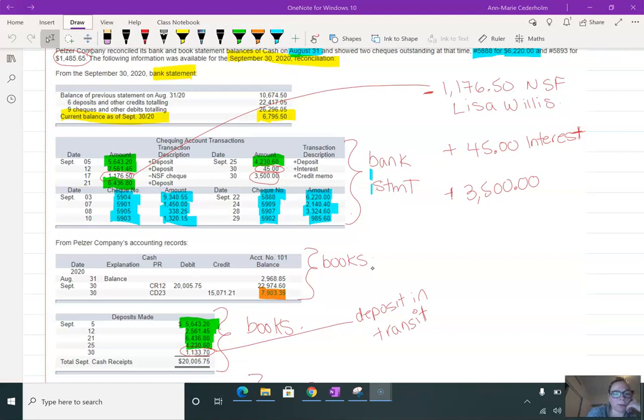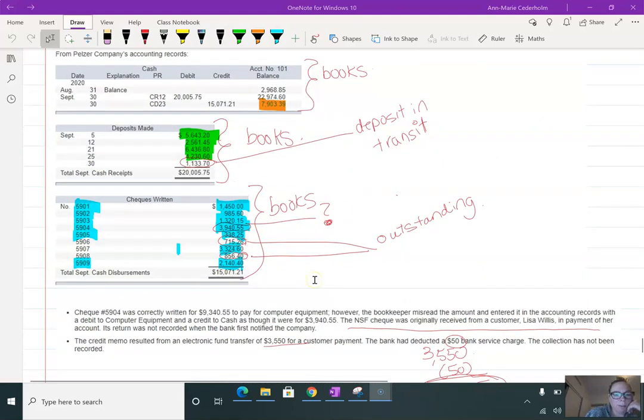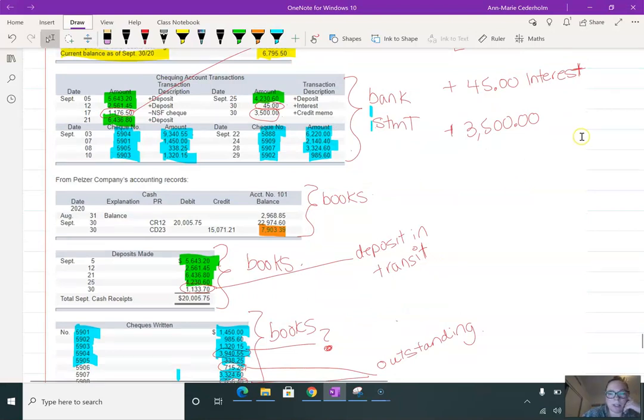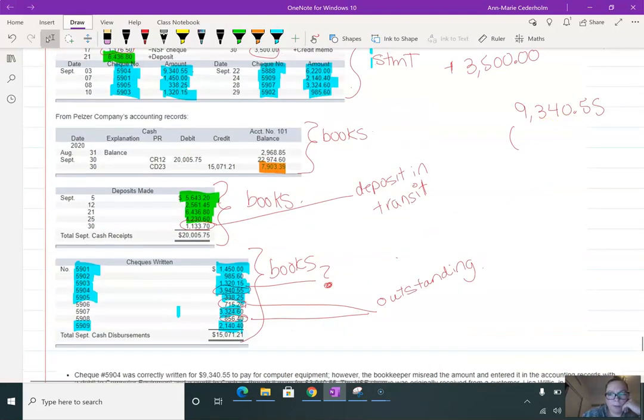But remember when I was doing my balance per bank side and I said this check cleared, but it went through as, what did it go through as? It went through as 9340.55 in my bank statement. So that's a difference. Let's just take the difference. 9340.55 minus 3940.55. That's a difference of $5,400.